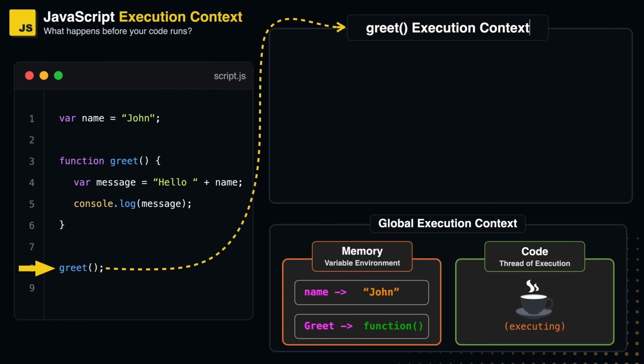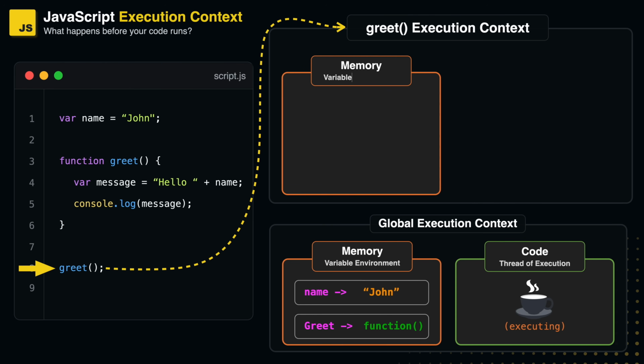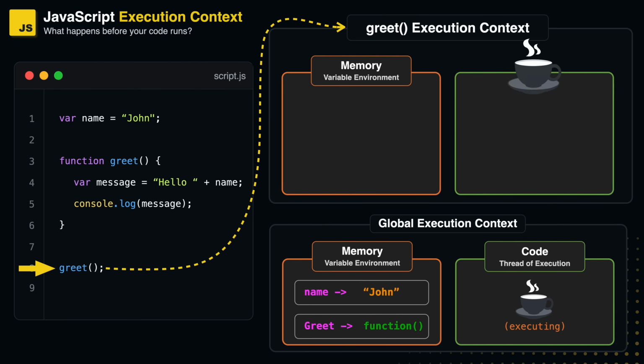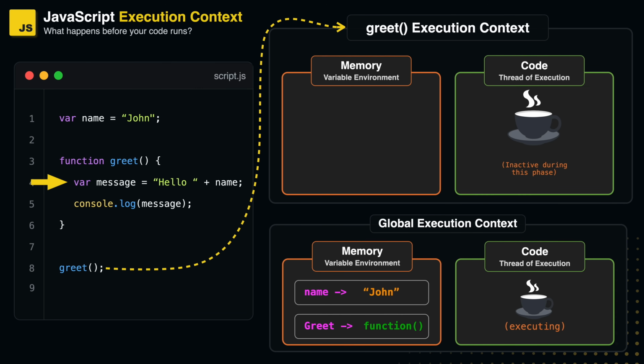Now we are inside the greet function. Just like the global execution context, this function also gets its own execution context. That means it also has two parts, the memory component and the code component. First, JavaScript starts with the memory creation phase inside this function. It looks inside the function body. Inside this function, JavaScript finds a variable called message, so JavaScript creates space for message. But again, it doesn't calculate the final value yet. It stores undefined. So inside the greet execution context, memory looks like this, where the value of message is undefined.